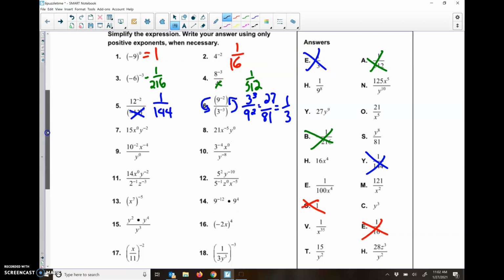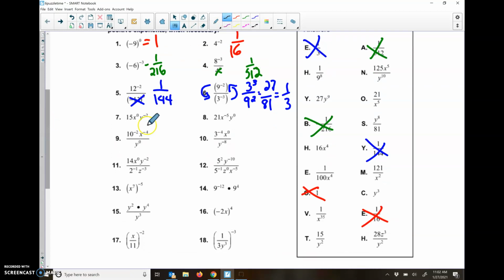Okay, so now we're getting to some of these. Some of them might stay on top, and some of them might switch to the bottom. Okay, 15 does not have a negative exponent, so it's going to stay on top of our fraction. X to the 0 power is just going to be 1, so that kind of goes away. And y to the -2nd power is going to switch to the bottom because it has a negative exponent. So when I'm looking at this one, I'm looking for someone that says 15 over y squared, and that's down here. That's letter T.